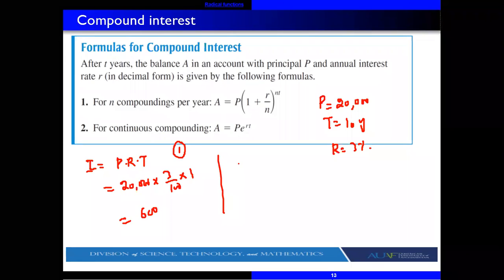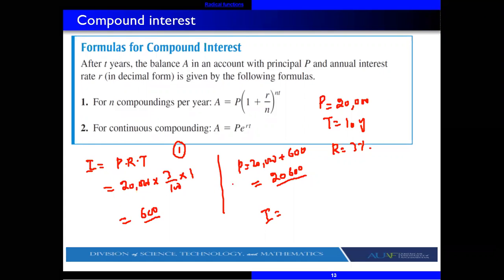But in second year, the amount is not 20,000. 20,000 will be added with the interest from the first year, 600. So for second year, 20,000 and 600. Then bank will charge the interest on 20,600, interest over interest. Sud balai sud. Then bank will take interest from the interest as well. So that's called compound interest. When the number of years is increasing, the amount is increasing and interest is also increasing.